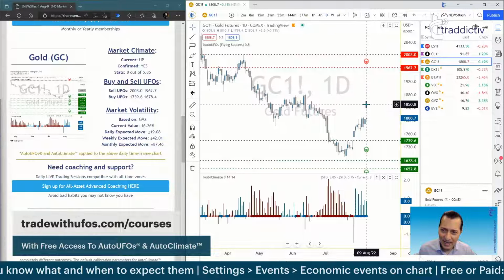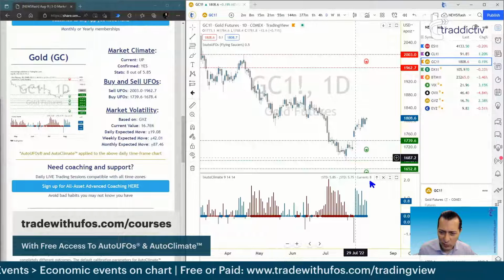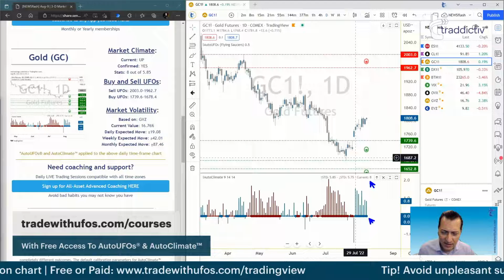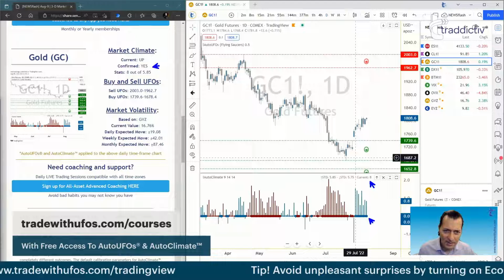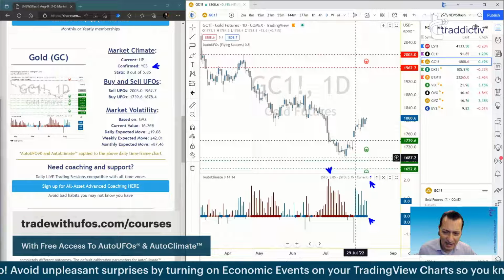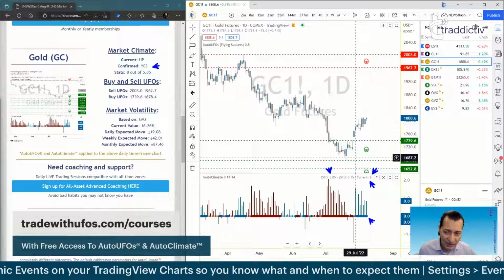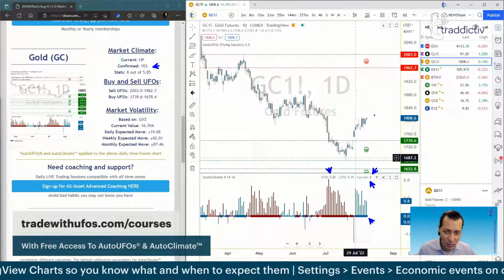Anyway, gold. What do we have with gold? We have an up climate which has been running for 8 candles. It is confirmed, right? And the statistical duration of this climate is 5.85. We are trading candle number 8. So 8 is way more than 5.85. So again, gold should turn and go down.